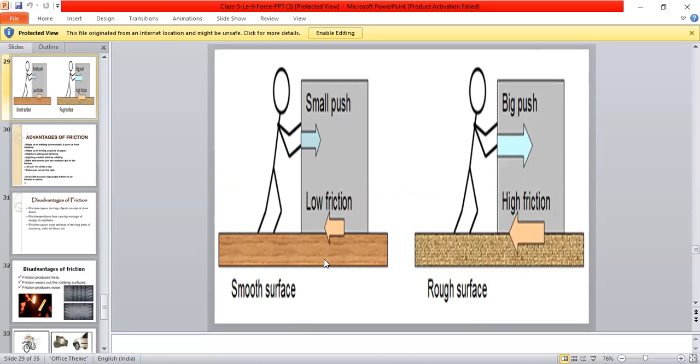Now the friction on a smooth surface is less compared to the friction on a rough surface. When there is less friction, we can move the objects easily. When there is more friction, the objects have to be pushed with more effort.